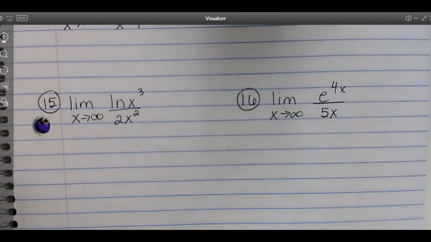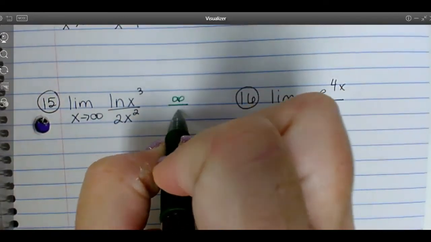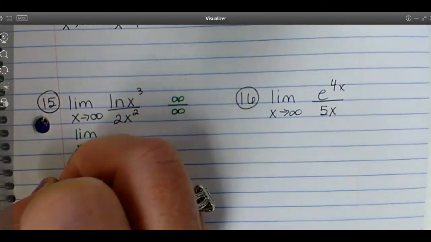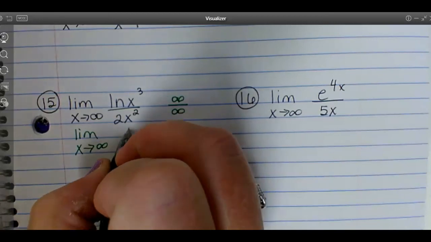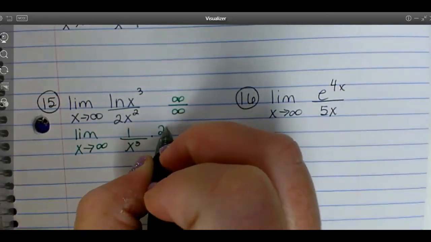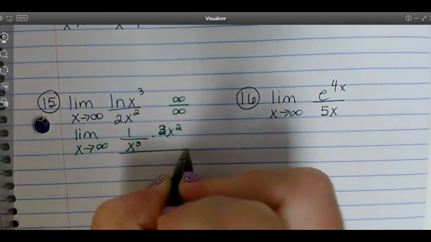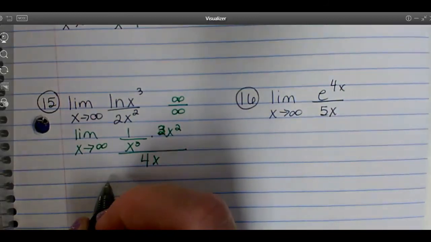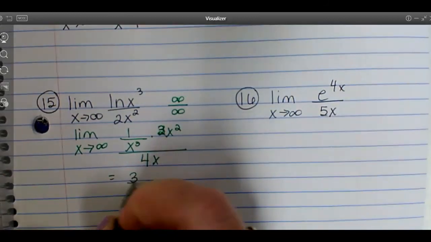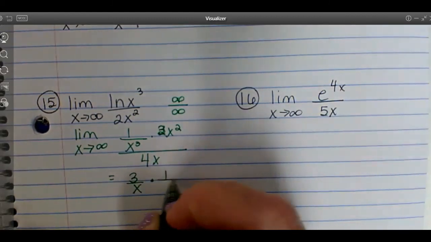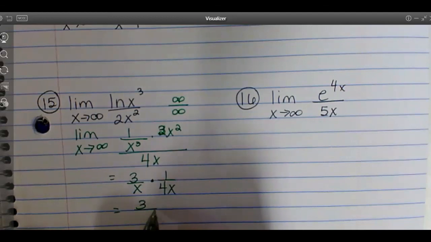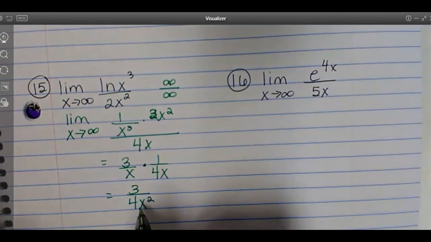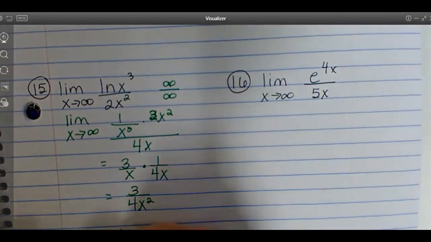I'm going to skip on down to number 15. When you plug in infinity, you do get infinity over infinity here. The derivative of natural log of x to the third is 1 over x to the third times 3x squared. And then the derivative of 2x squared is 4x. We do need to simplify this a little bit. When I simplify there, that would be 3 over x. And then I also want to bring this up. So now we have a problem like 3 over 4x squared. So when I plug in infinity, I have 3 over infinity, which comes out to be 0 for the limit.